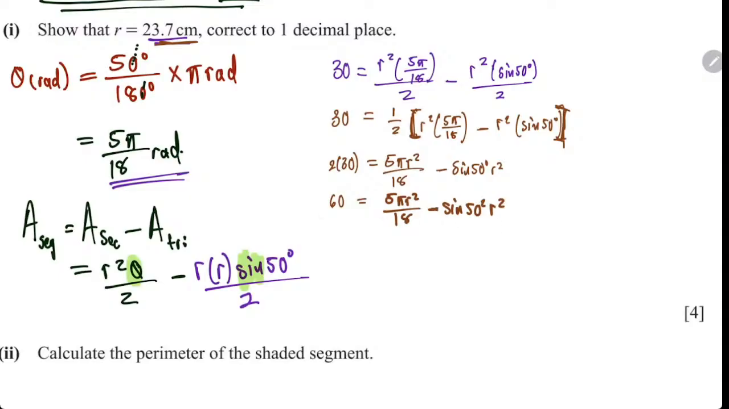We multiply everything by 18 so that it becomes 60 by 18, because we don't want any fractions, is equal to 5 pi r squared over 18 by 18 minus sine 50 degrees r squared by 18. 18 and 18 will cancel. We will no longer have a fraction. What is 60 by 18? I want you guys to be punching. Eric, what is 60 by 18?